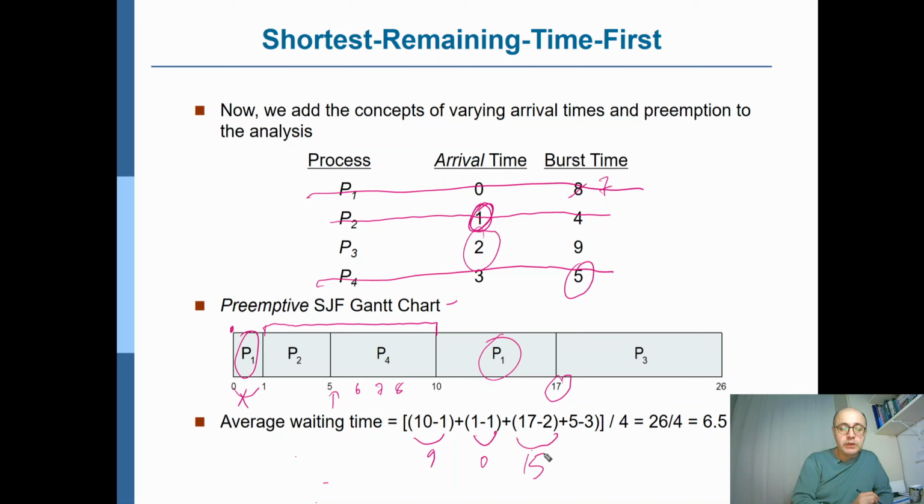And for the case of P4, this should have been in parentheses, sorry. P4 started execution at 5 and it had arrived at 3, so it's 5 minus 3, which is 2. And if you take the average, it will be 6.5 milliseconds.